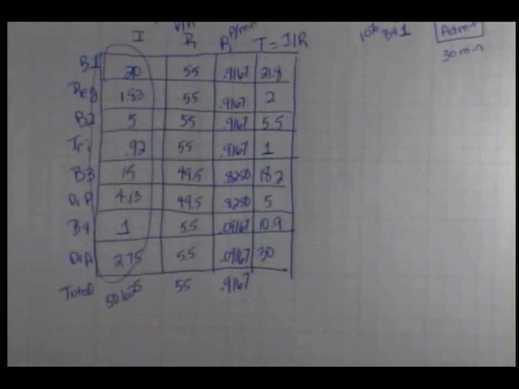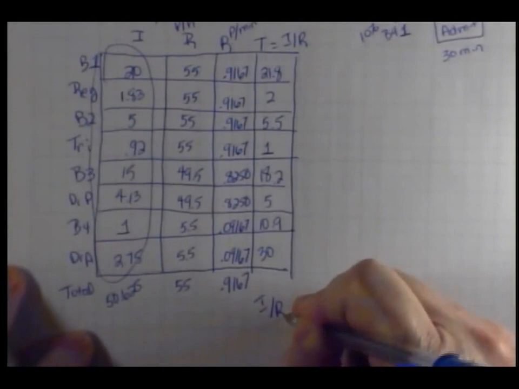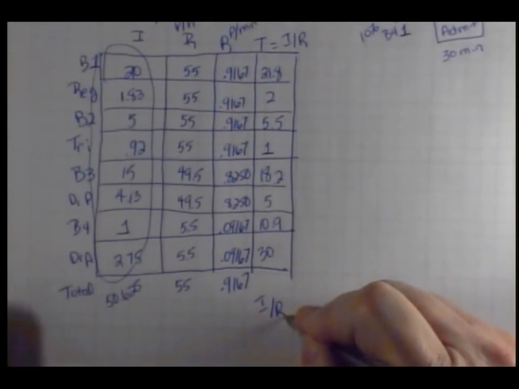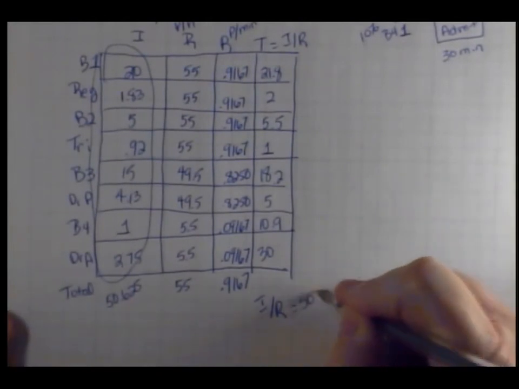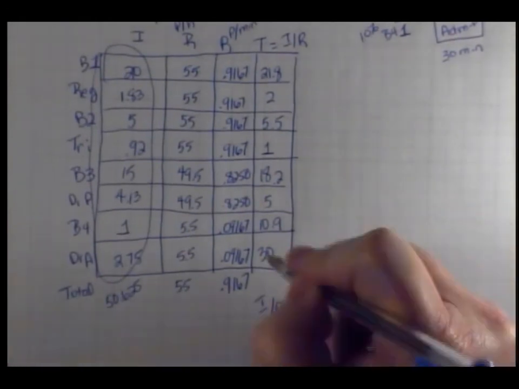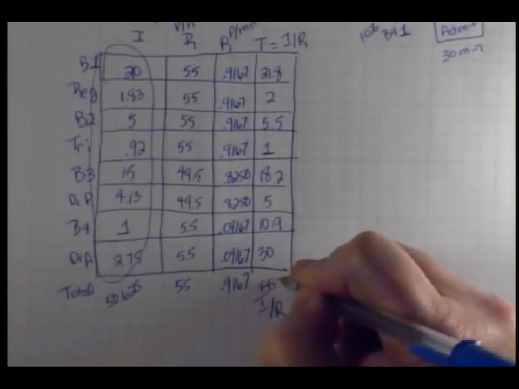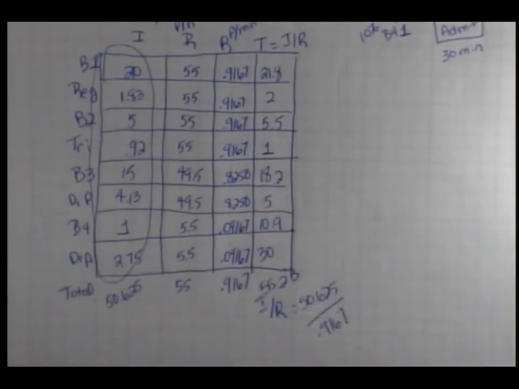Can I sum up the flow times to get my average flow time? I cannot. So what do I want to do to get my average flow time for the entire system? I want to take the inventory of the entire system divided by the throughput of the entire system. So that's going to be 50.625 divided by 0.9167. Okay, and at the end of the day, that says 55.23. All right.